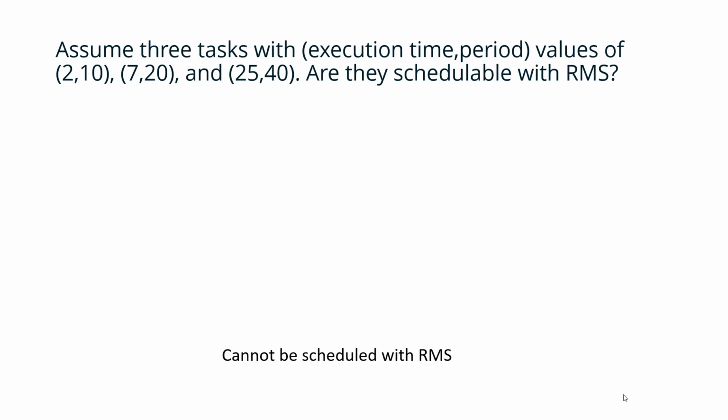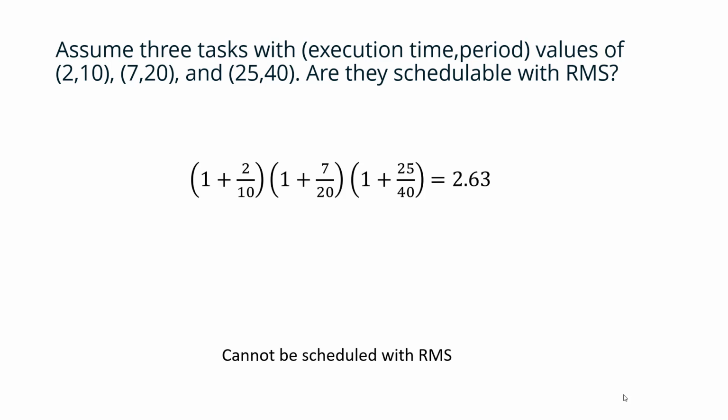Okay, assume there's 3 tasks with 2/10, 7/20, 25/40. Are they schedulable? Probably not. I said cannot be scheduled, but it exceeds the bound. The bound is anything that's greater than 2. Not sure. The only way you know for sure that it cannot is if the utilization is more than 100%. Which it is. Sorry. So the utilization is 117.5%, just like my grading scale in 611.